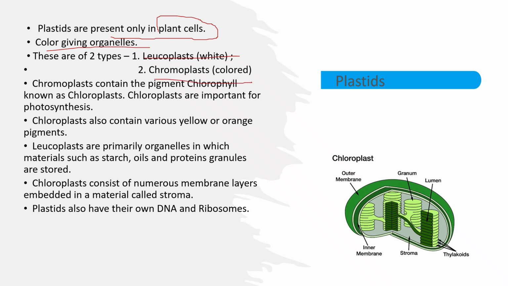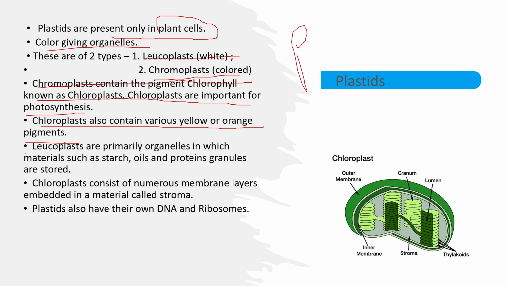So, chromoplasts contain the pigment for chlorophyll, which is important for photosynthesis. So, chromoplasts containing the pigment chlorophyll are known as chloroplasts. Chloroplasts are important for photosynthesis. Chloroplasts also contain various yellow or orange pigments. We may have seen purple colored leaves of plants. So, these are chloroplasts which give the purple color to the leaves.